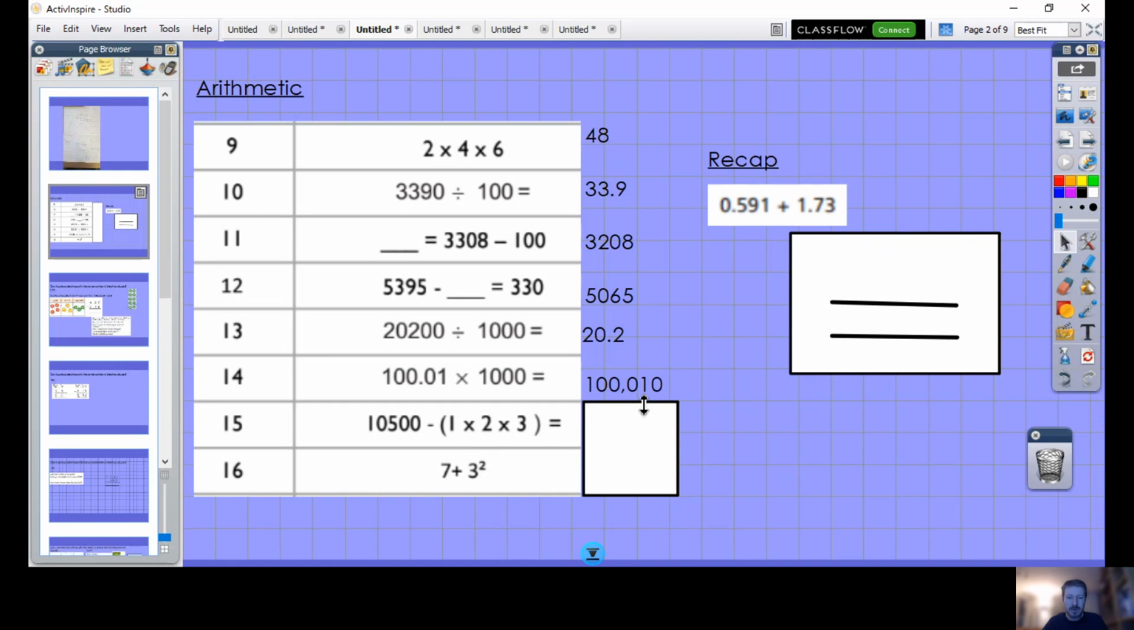10,500 take away 1 times 2 times 3, do those multiplications first, then subtract it, you end up with 10,494. 7 add 3 squared, 3 squared is 9, add on to the 7, and you have 16. And then a recap question for you to do from what we did yesterday. So pause the video and have a go at this one.